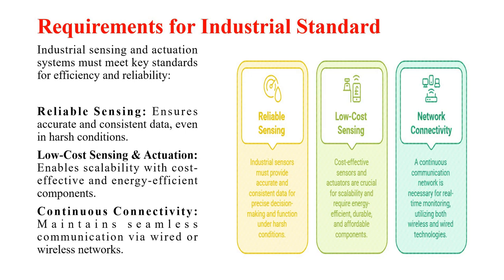Then you have continuous connectivity, where a continuous and uninterrupted communication network is necessary for real time monitoring and control, with wireless technologies like Wi-Fi, Bluetooth, 5G, and wired protocols like Ethernet, Modbus, CAN bus. These ensure seamless connectivity. An example is industrial IoT enabled factories, which use cloud connected sensors for real time predictive maintenance.